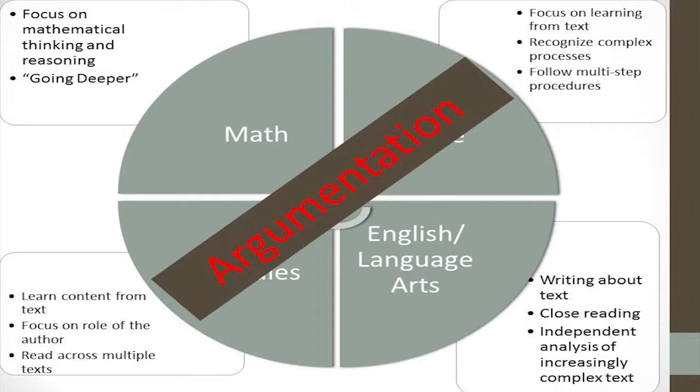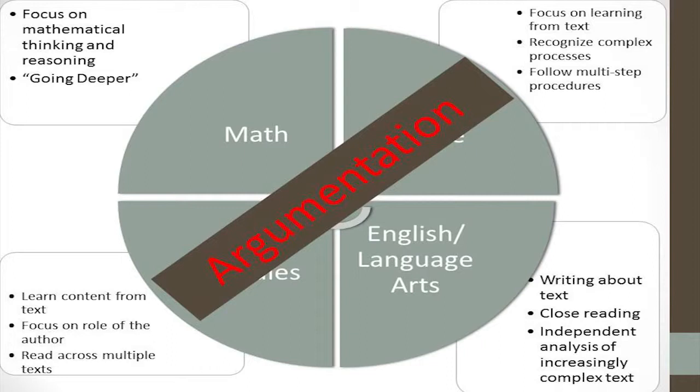In the sciences, a major focus is on learning from text, not from teacher, which involves students interacting independently with the texts of the discipline and not hearing the lecture, as was also mentioned earlier. Also, to recognize that there are complex processes and follow multi-step procedures. In social studies, again, the focus is to learn the content from the text and focus on the role of the author while reading across multiple sources.